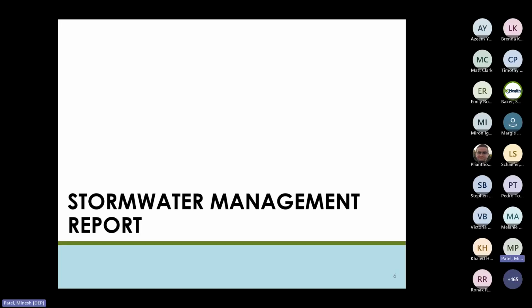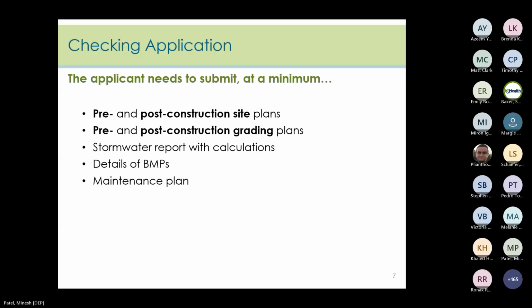Now, we're going to look at what the reviewer needs to be looking for in the actual stormwater management report. The first step in the project review is to check if the application package is complete. All the items that are listed here must be part of the application. So pre and post construction site plans and grading plans are essential, as are the associated calculations and any drainage area maps. The details in the report section should match up with the information on all plan pages.